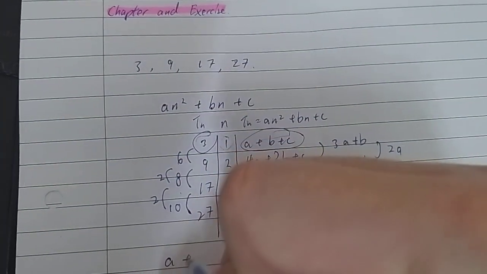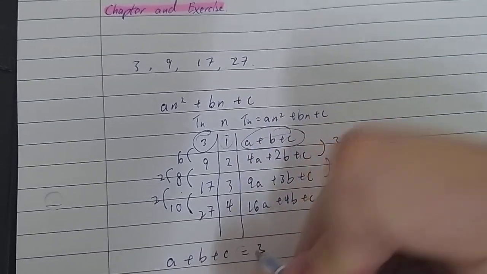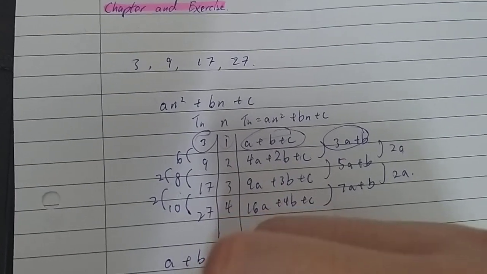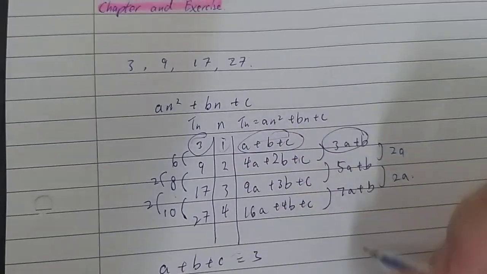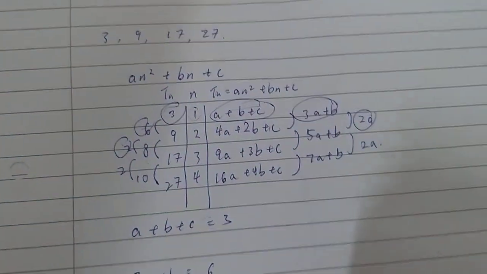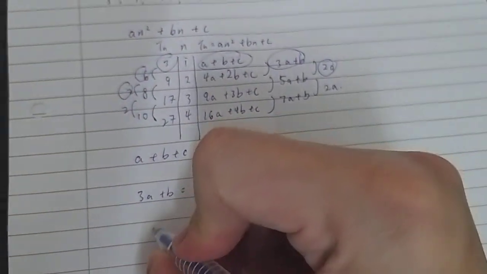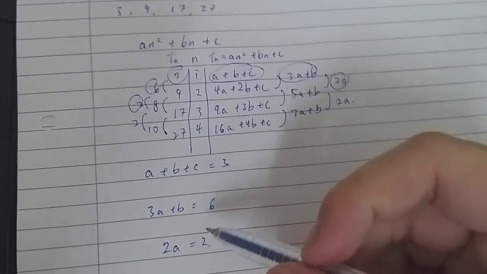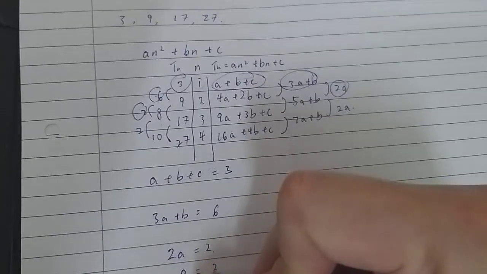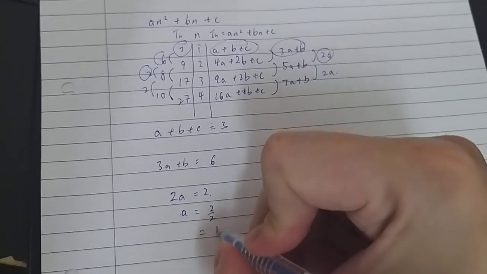So we can know that a + b + c equals 3. Similarly, the top one, 3a + b equals 6. And finally, 2a equals 2. So I get 2a = 2. The easiest one to solve right now is a. So a equals 2 divided by 2, I get 1.